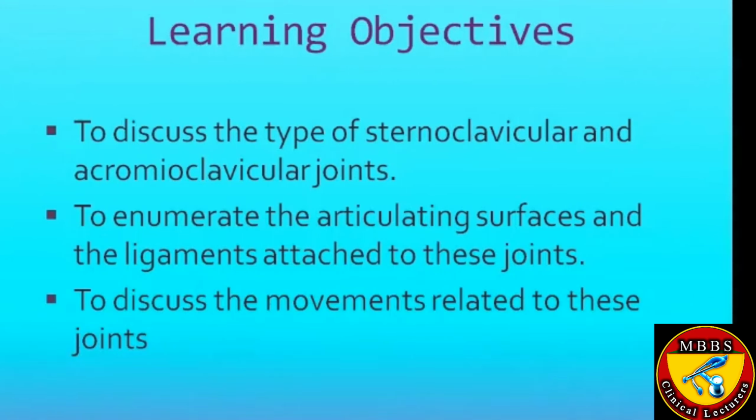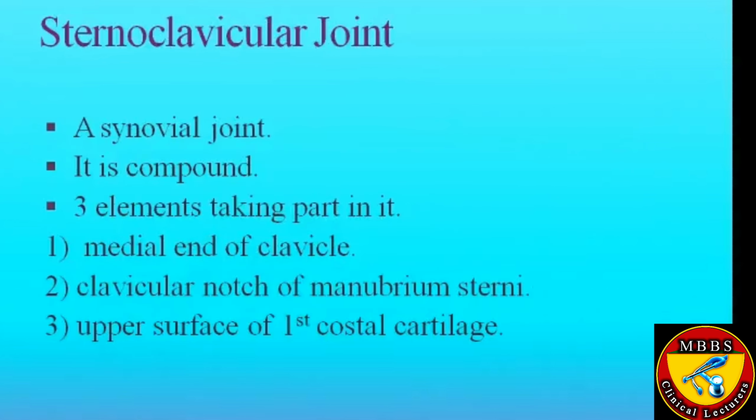Type of sternoclavicular and acromioclavicular joints, to enumerate the articulating surfaces and the ligaments attached to these joints, and to discuss the movements related to these joints. Talking about the sternoclavicular joint, it is a synovial joint, which is a compound type of joint.